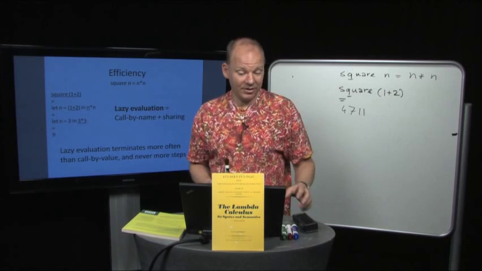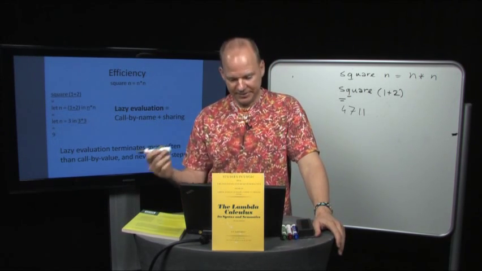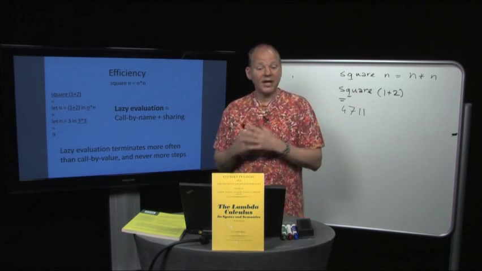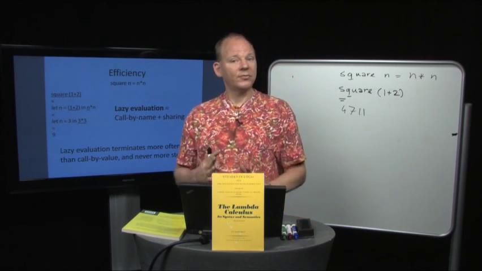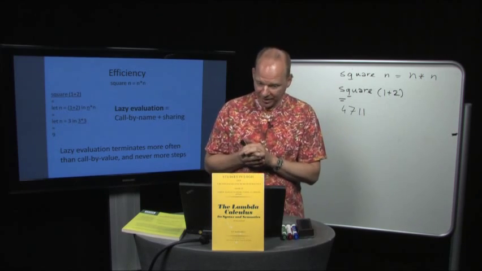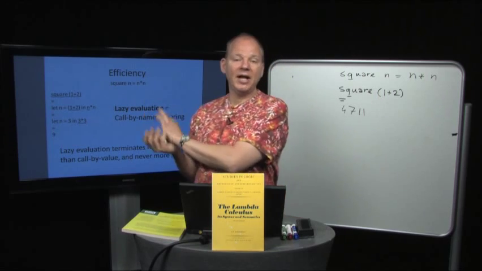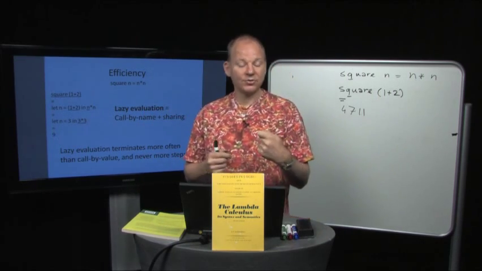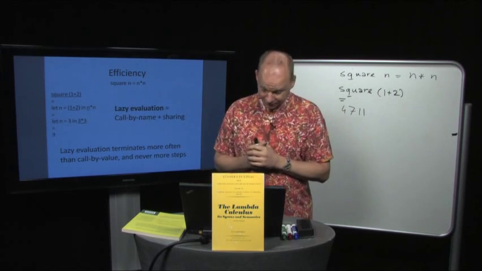So let's look at how this evaluates when we're using lazy evaluation, call by name plus sharing. When we're executing square (1 + 2), we do the same as we did before. We're not executing that argument 1 + 2 up front, but we're also not substituting it for every instance of n. Instead, we use a let binding.